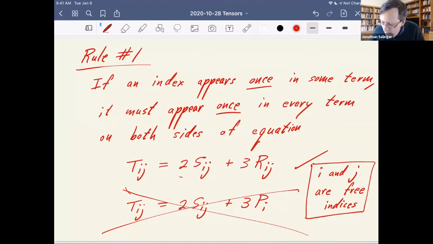And I am out of time, so I will stop with this rule and I'll get on to the next rule, number 2 and number 3, on Friday.